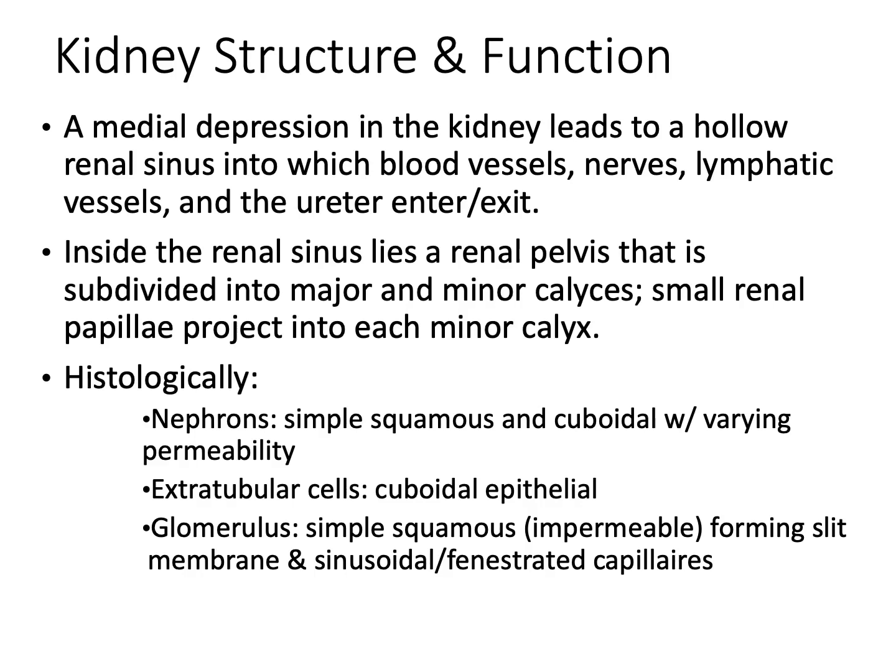In the glomerulus itself, we're going to be seeing a cluster of simple squamous cells. These are impermeable cells that are going to form what's referred to as a slit membrane that's going to surround sinusoidal and fenestrated capillary beds that form the glomerulus itself.